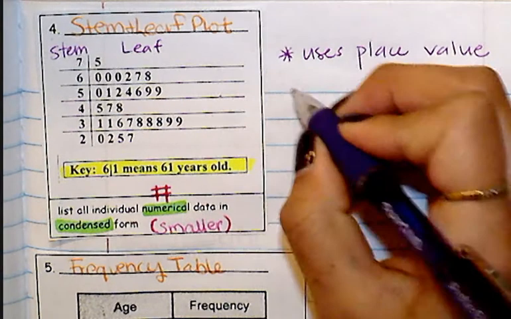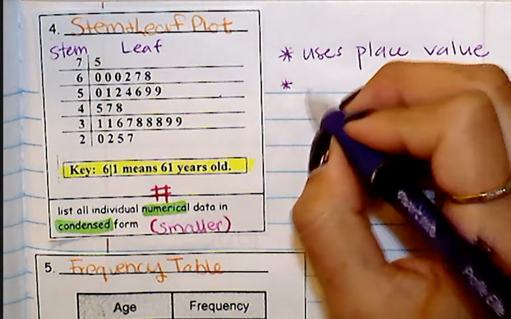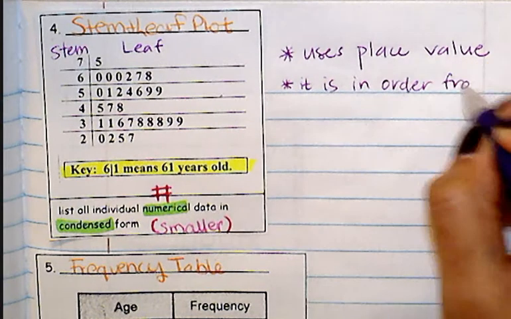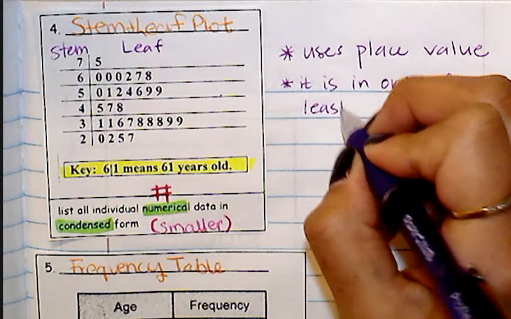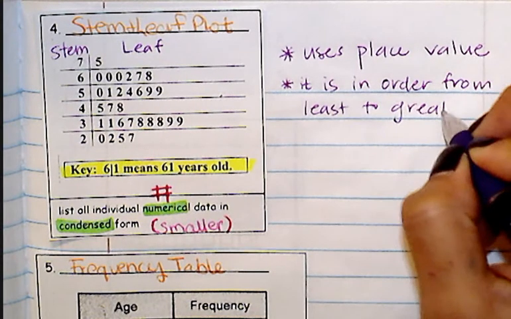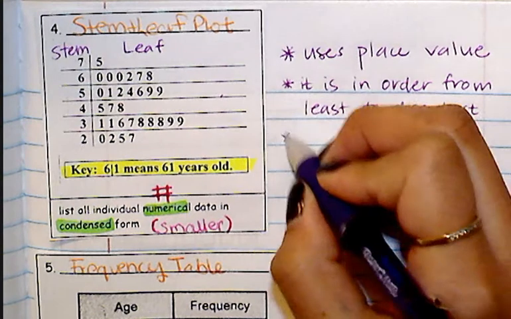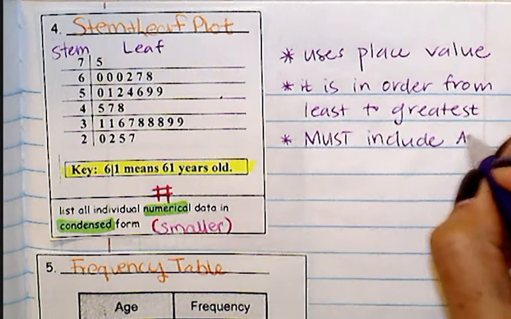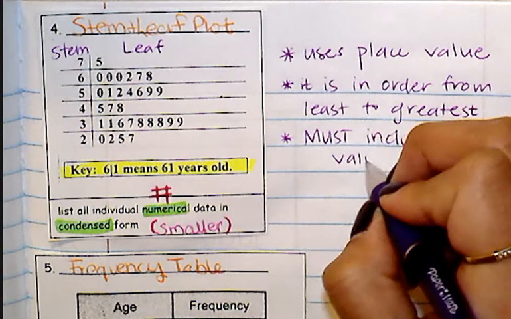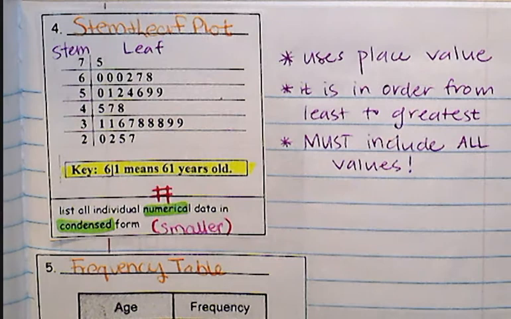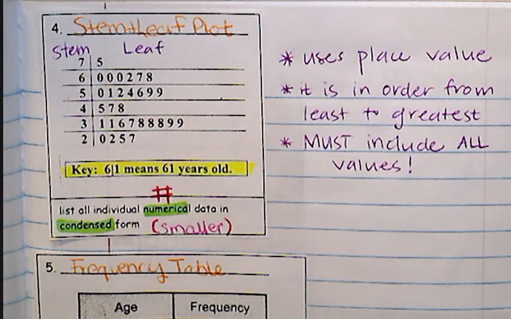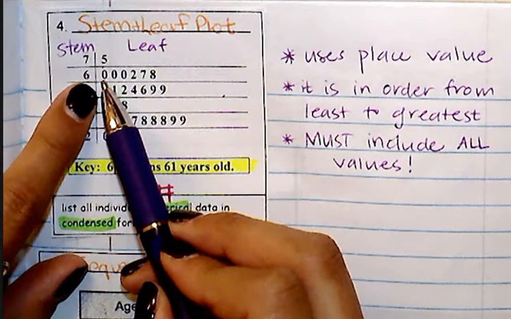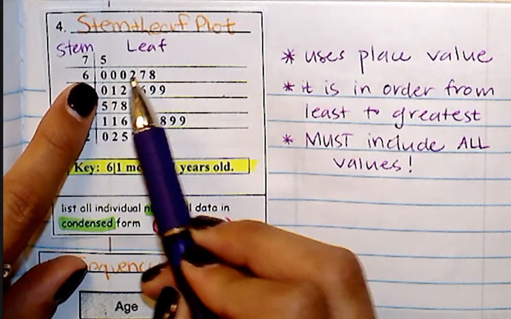Now, when you are building your stem and leaf plot, your leaves are going to go in order from least to greatest. And you must include all values. So for instance, if we didn't have any 60s, but we had 70s and 50s, we would still include the 6, but no leaves. So this would read 75, 60, 60, 60, 62, 67, 68.